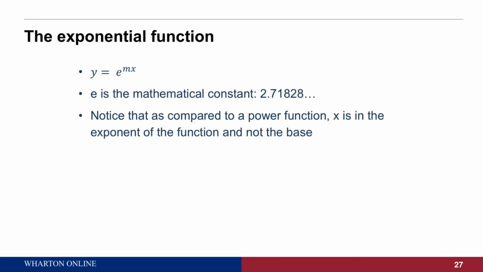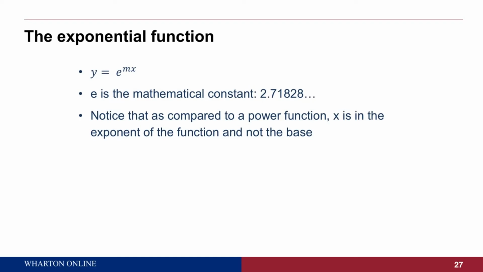And why this is different from the power function, we think of it as different, is where the x is. Here it's in the exponent, not the base. For the power function, x was sitting in the base. Now it's up there in the exponent. So we're letting the exponent vary this time around.